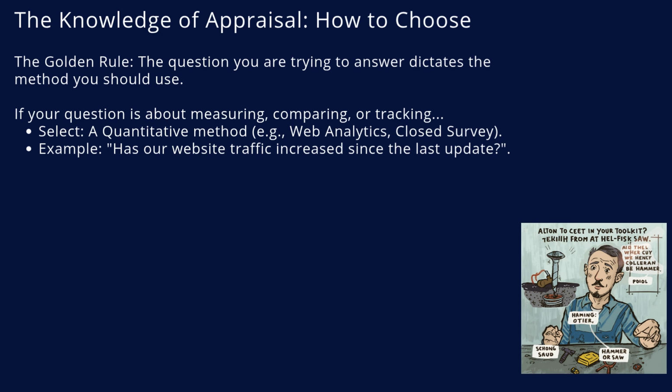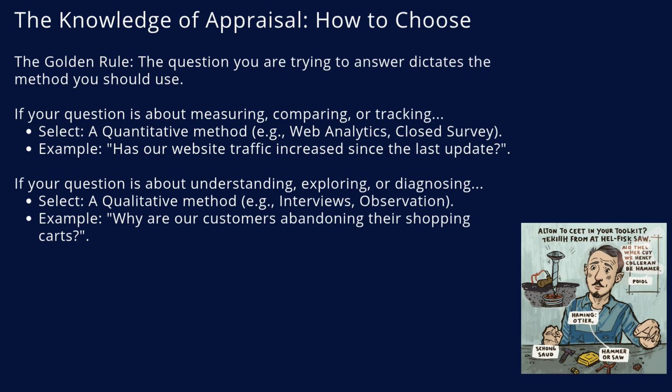If your question is about measuring something, comparing two things, or tracking a change over time, you need numbers. Therefore, you must select a quantitative method, such as looking at your web analytics data. However, if your question is about understanding a human experience, exploring a complex problem, or diagnosing why something is happening, you need stories and context. Therefore, you must select a qualitative method, such as conducting an interview.